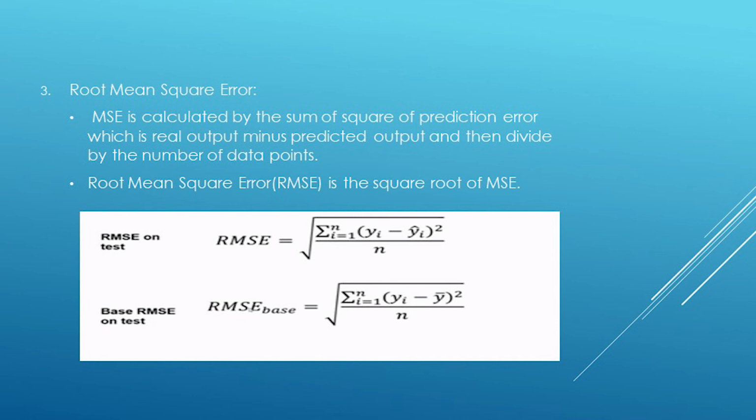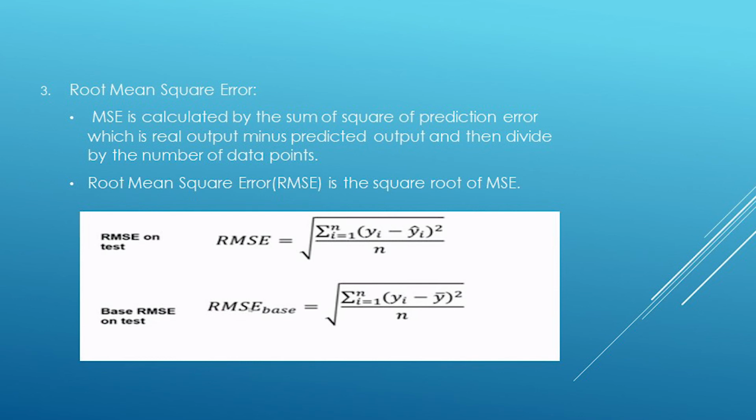So RMSE values are expected to be as low as possible. When compared with the base RMSE, the RMSE of the model on test data should be lower than the base RMSE value, because the residual must always be less. The error existing in a model should be as small as possible. The lower the error, the better the model is considered to be.